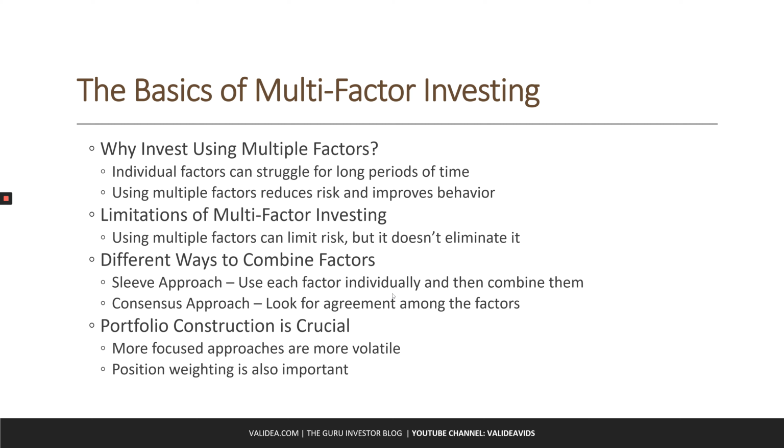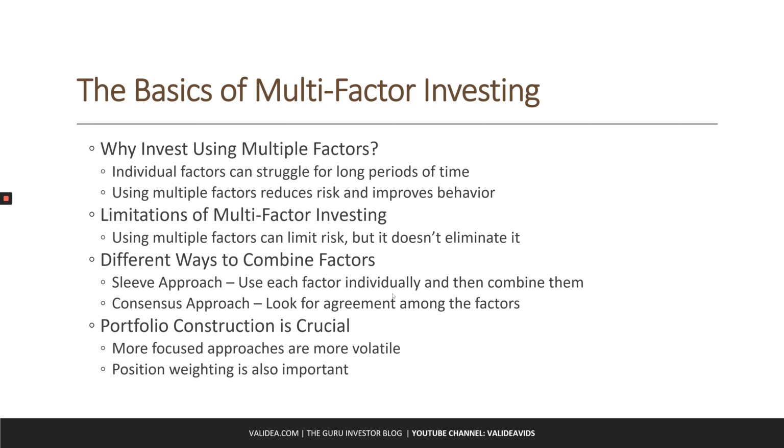The second is that which factors you use and how you combine them is important. Not all multi-factor portfolios use all the major factors. Most use value and momentum, but some stop there and others add additional factors. And once you select the factors, you then have the issue of how to combine them. There are two main ways to build multi-factor portfolios. I call the first one the sleeve method and the second the consensus method.